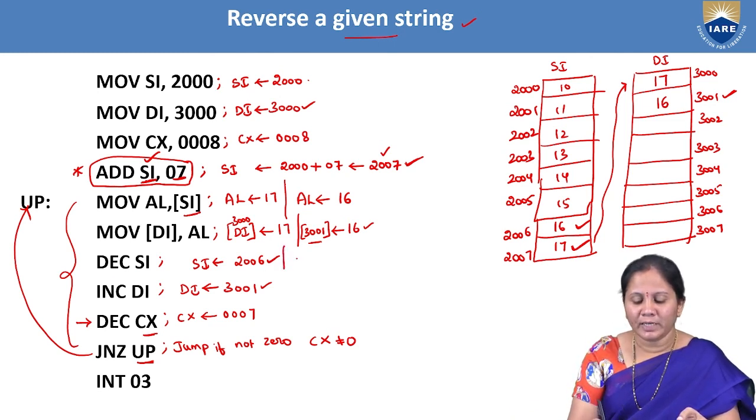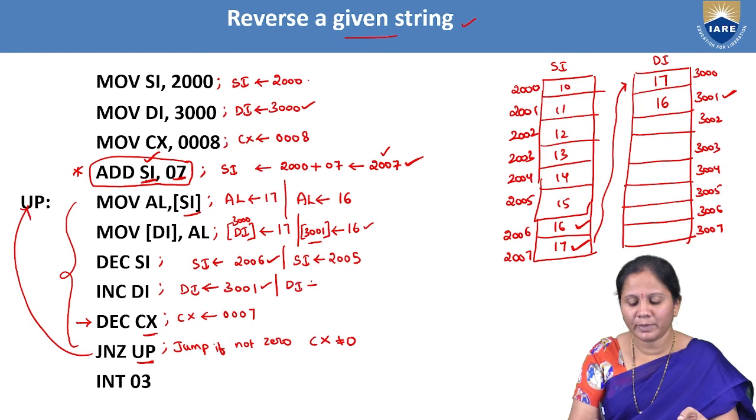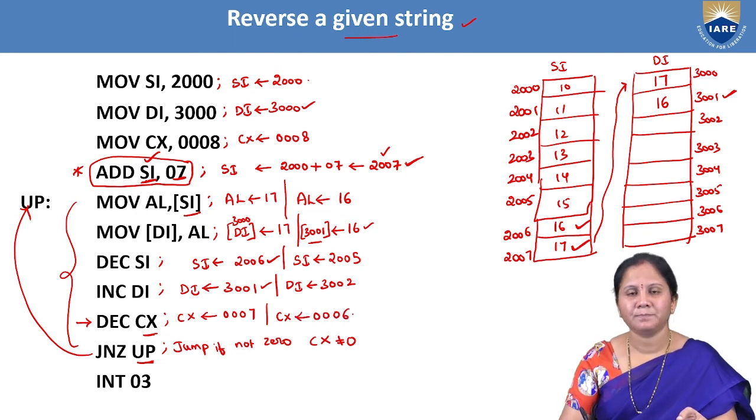And the next one is DEC SI. The value of SI will be decremented by 1. It becomes 2005. And INC DI, so the value of DI will be incremented by 1. DI value will become 3002. And the next one is DEC CX. So CX becomes 0006. And jump if not 0. In this case also the CX value is not 0, so again the control will go to the label up, and again the same set of instructions will be repeated.